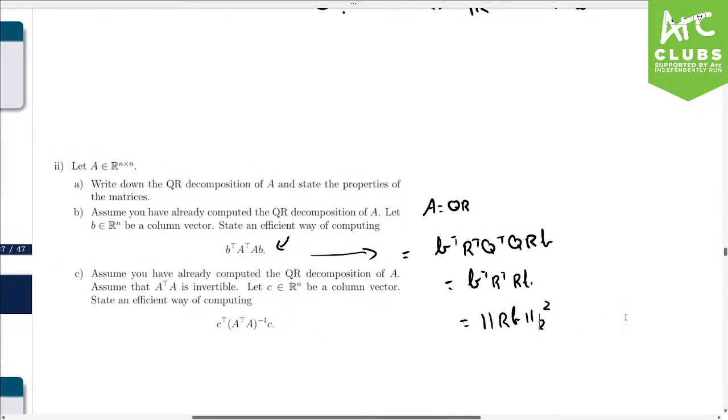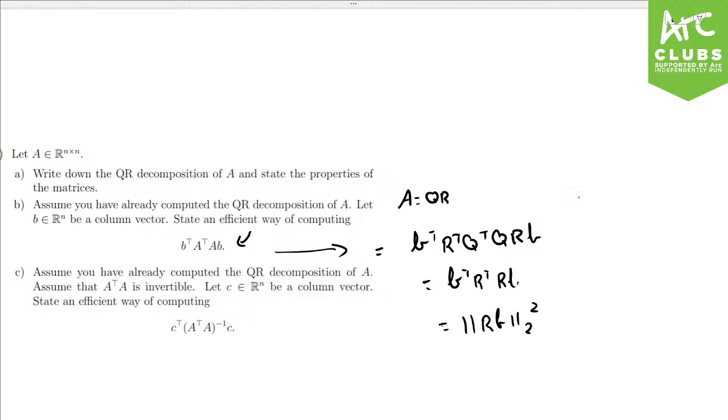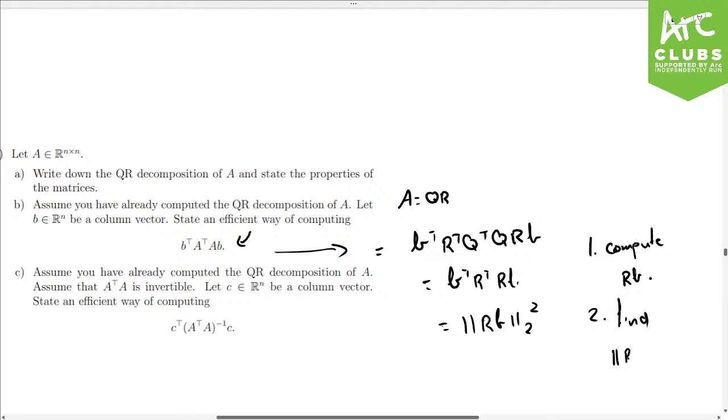So the most efficient way of computing this is to first compute RB, and then to take the 2 norm, and find the square of the 2 norm.